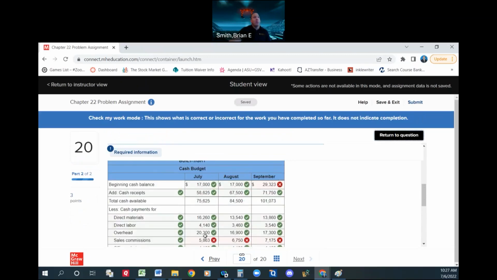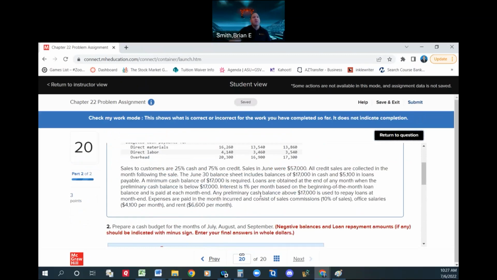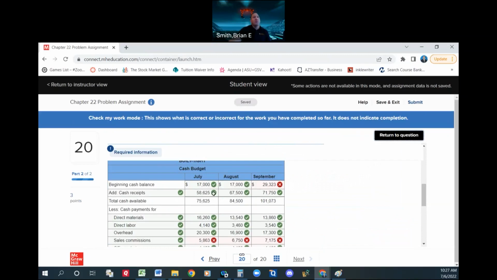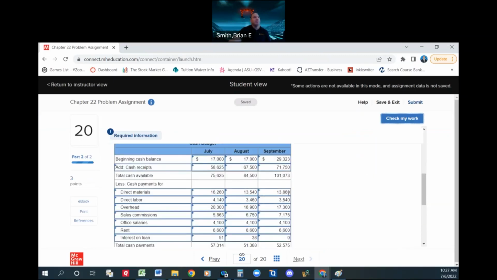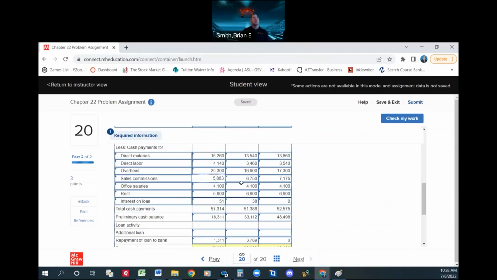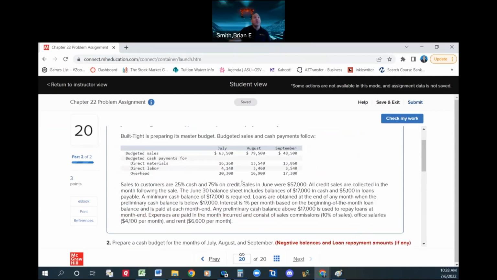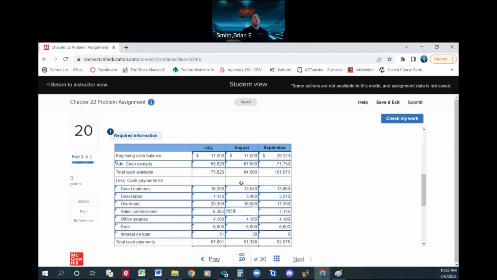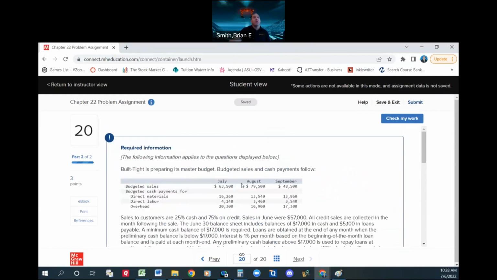Whoa. What happened on our sales commission? Didn't it say 10% of sales? I took it on 10% of cash receipts, not sales. Oh my goodness. I did it wrong. See? 10% of sales. I got to go back. Yeah, I did. It needs to be 63.50 here. That was my fault. Oh my goodness. 79.50. And then 4,850.